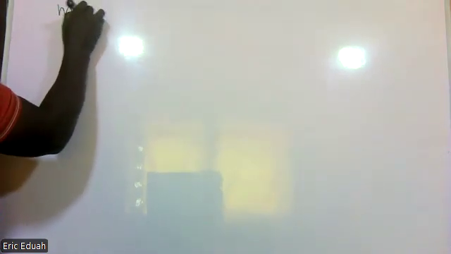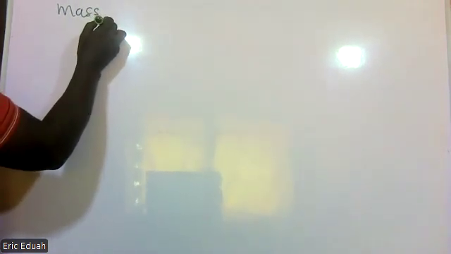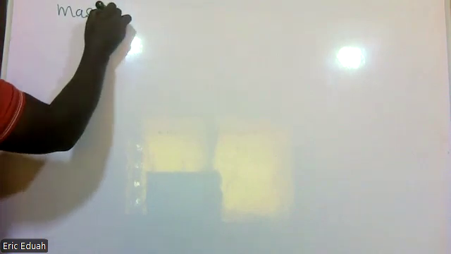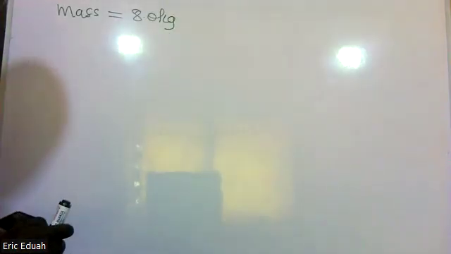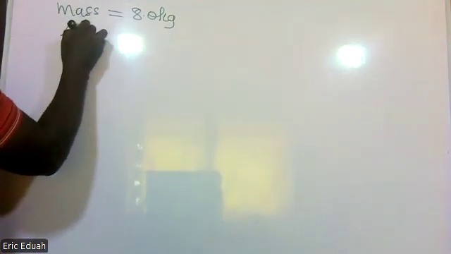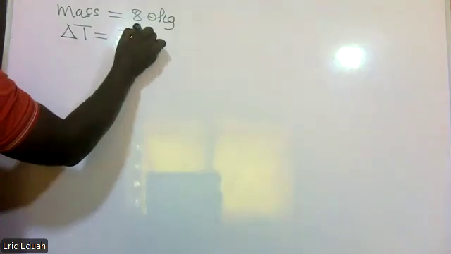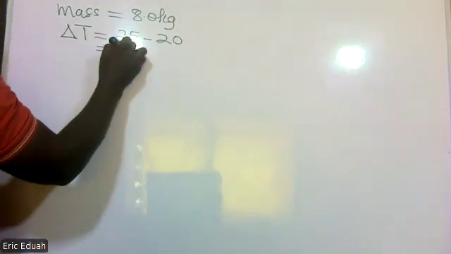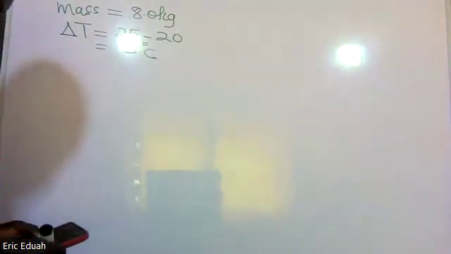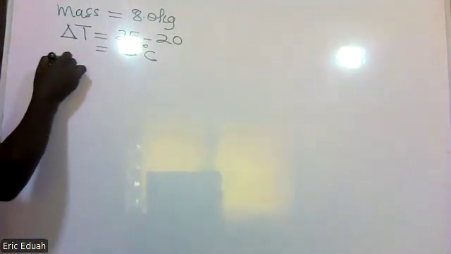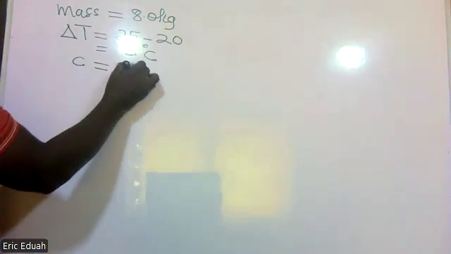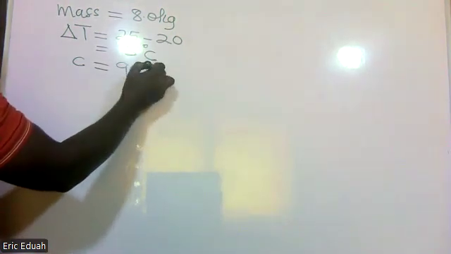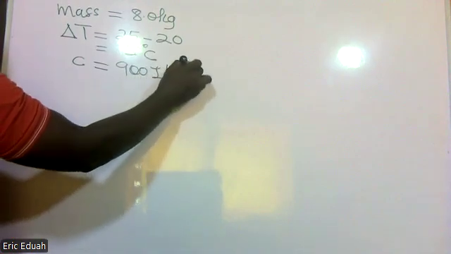For the mass of aluminium, 8.0 kilogram, the change in temperature is equal to 25 minus 20. So this is 5 degrees Celsius. Then the specific heat capacity of aluminium is given as 900 joule per kilogram per Kelvin.